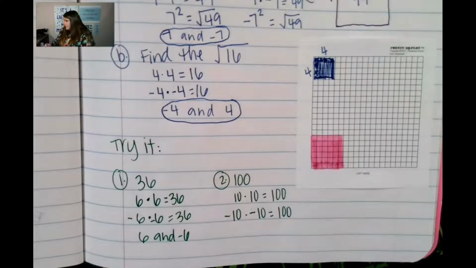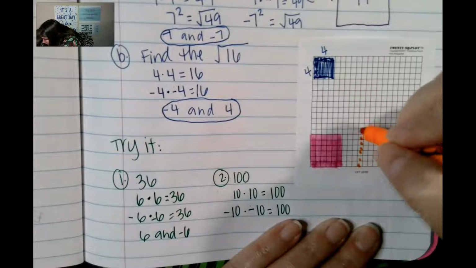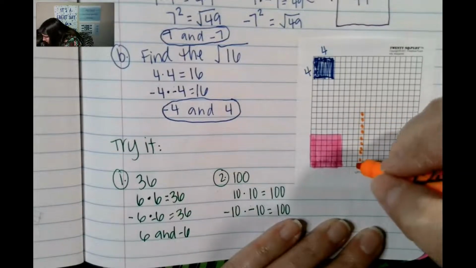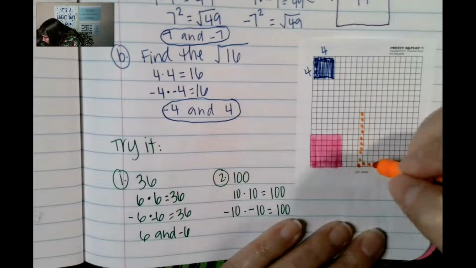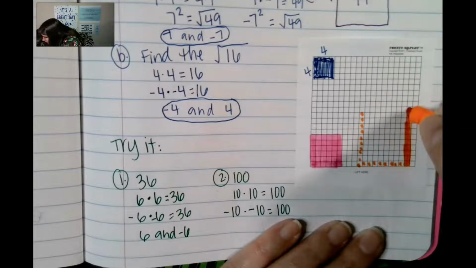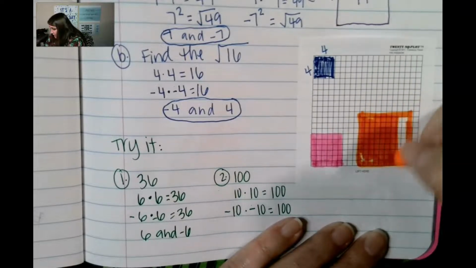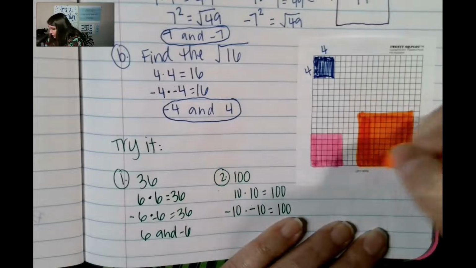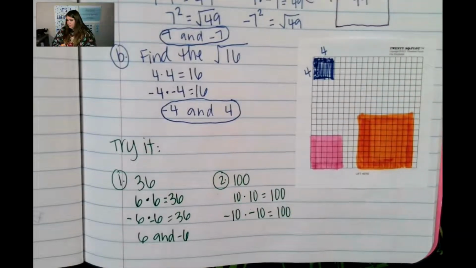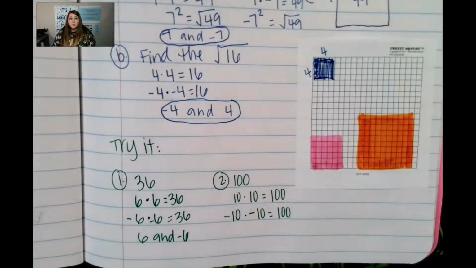If I were to make a 10 by 10 square, here is my 10 by 10 right here. I could color all of this in and it equals 100. So that's how I get that. So 6 by 6, 10 by 10. Again, they have to be a perfect square.